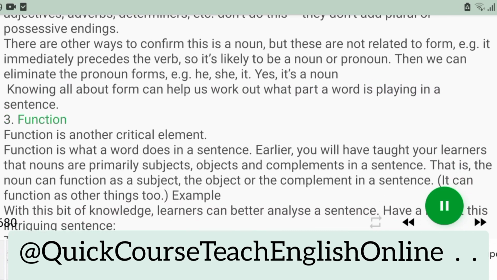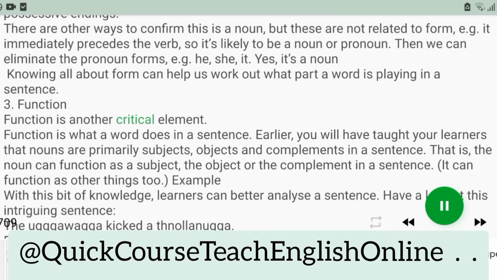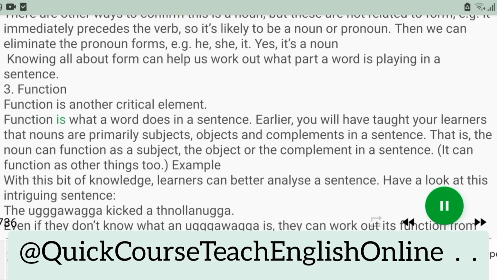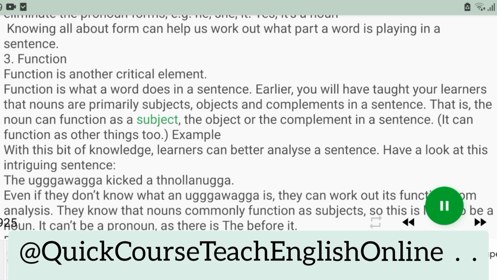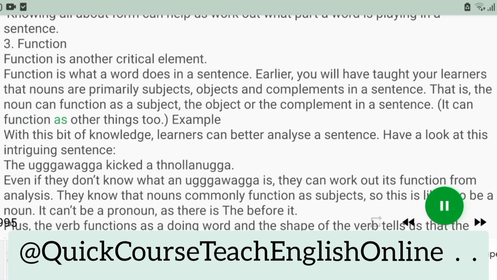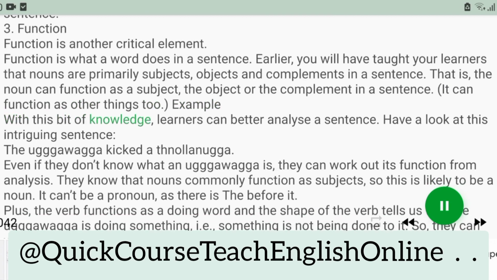3. Function. Function is another critical element. Function is what a word does in a sentence. Earlier, you will have taught your learners that nouns are primarily subjects, objects and complements in a sentence. That is, the noun can function as a subject, the object or the complement in a sentence. It can function as other things too. Example. With this bit of knowledge, learners can better analyze a sentence.